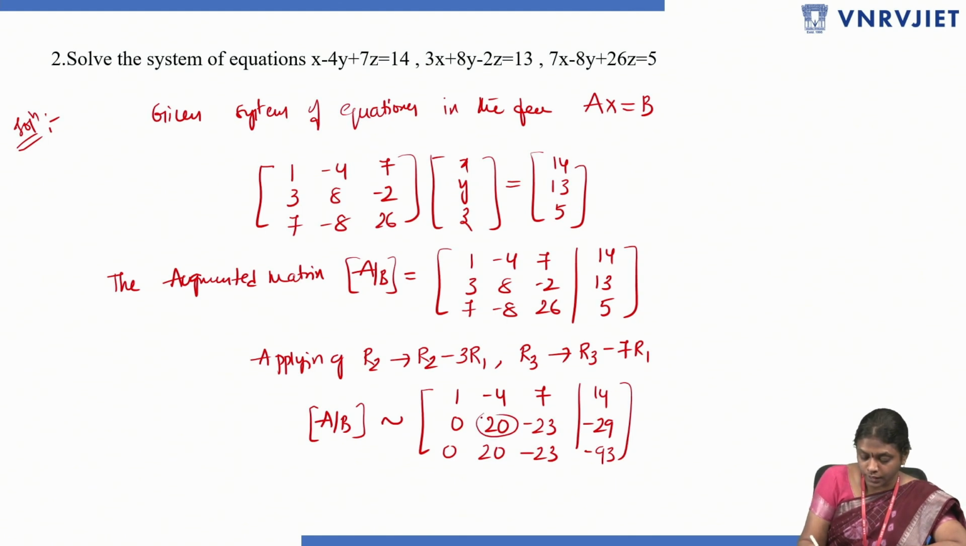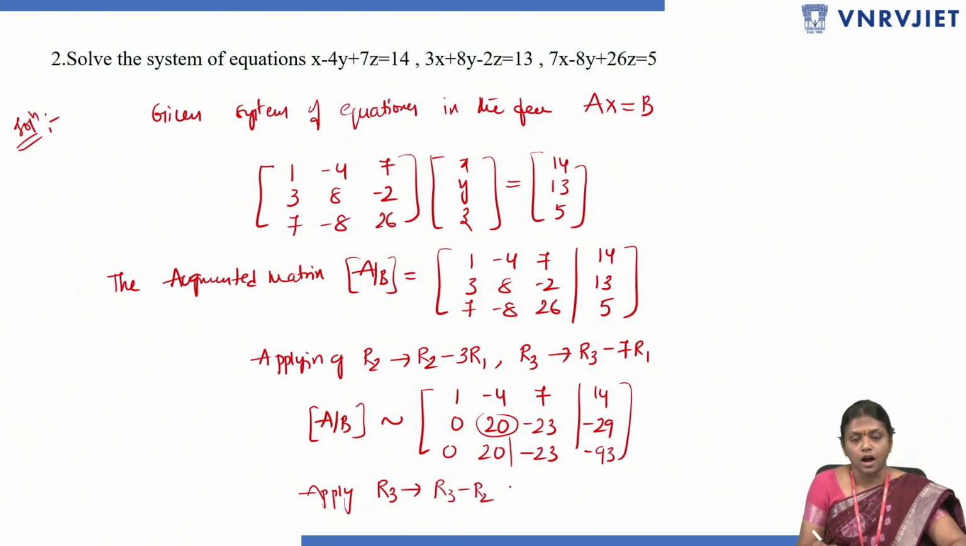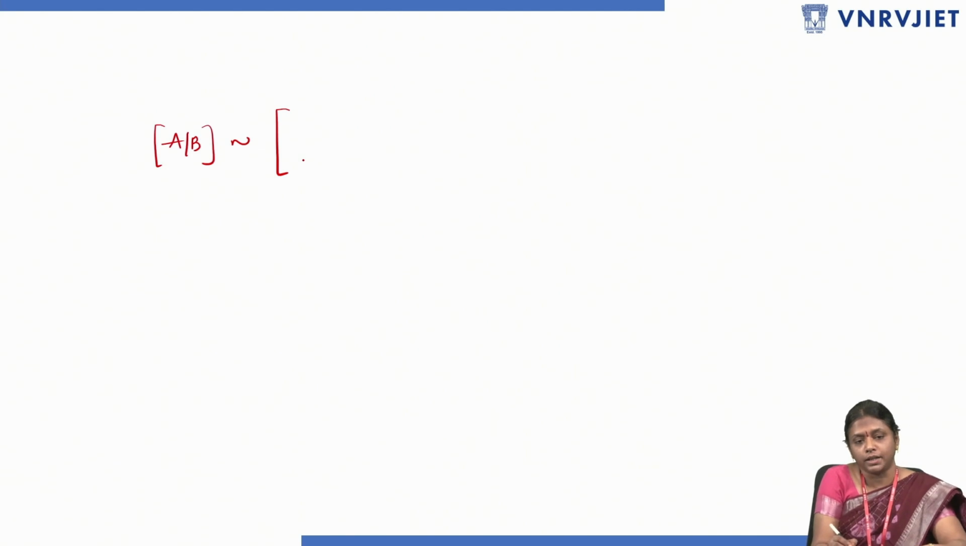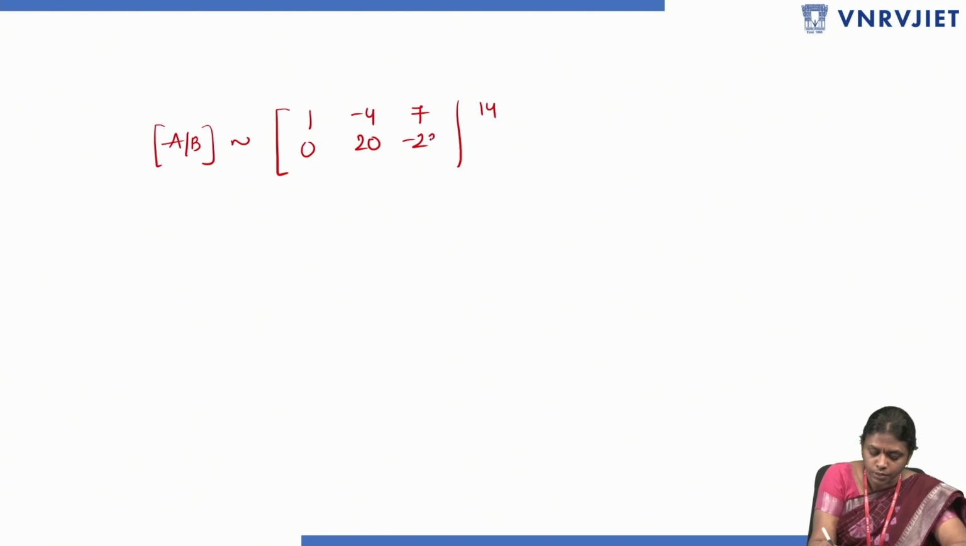Now, with the help of this element, I need to make the element below it equal to 0 by implementing a row transformation. Apply R3 tends to, since you are having 20 minus 20, I'm taking the operation as R3 minus R2. Now, my augmented matrix is approximately equal to, since I'm not performing any operations on the first and second rows, I'm writing them as they are: 1, minus 4, 7, and this is 14. This is 0, 20, minus 23, minus 29, 0, 0, and this is going to be 0, minus 64.